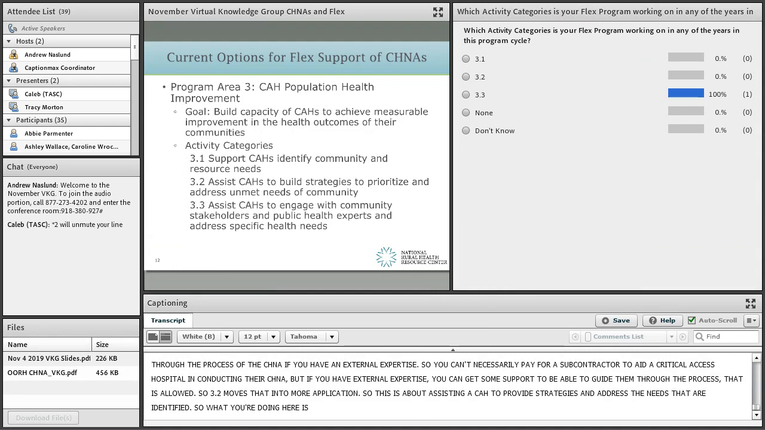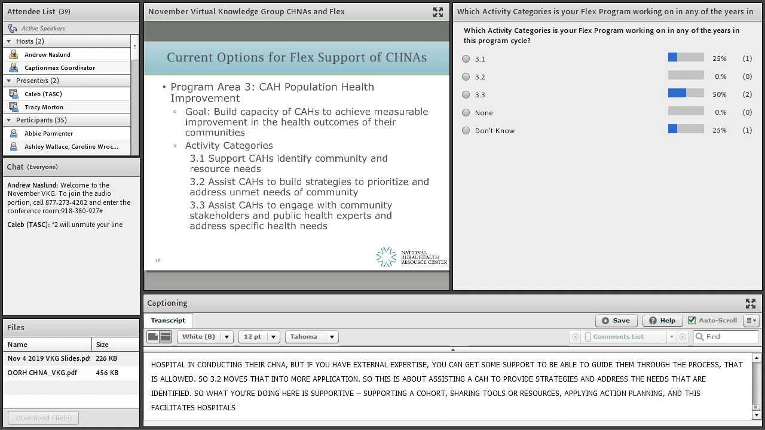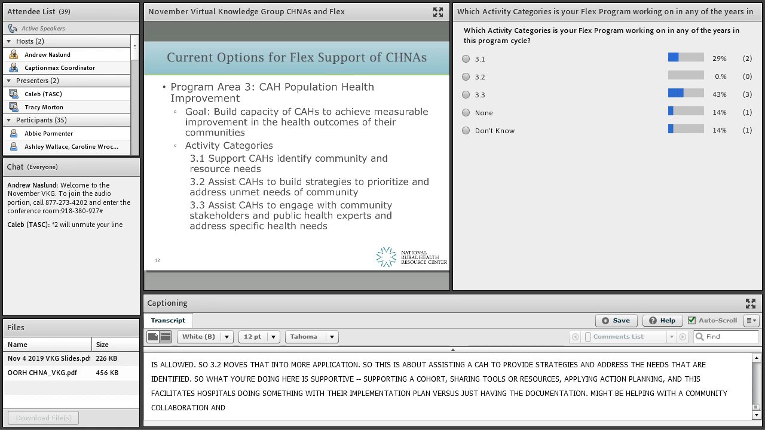And then guiding them through the process of the CHNA if you have internal expertise. So again, you can't necessarily pay for a subcontractor to aid a community critical access hospital in conducting their CHNA, but if you have internal expertise within your state FLEX program, or you can get some in-kind support to be able to guide them through this process, that is an allowed thing.